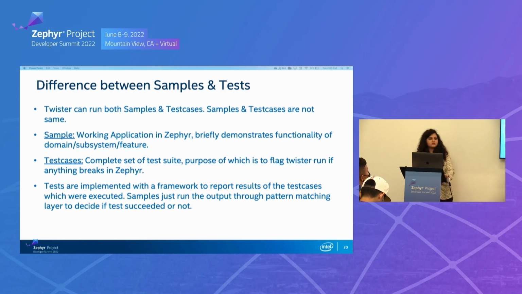So we know that test cases are implemented with a framework to report out the results, where you can find the results in the Twister root directory. But samples just run the output through a pattern matching layer, like a regex or something, to identify whether that sample failed or passed. And this is very important for the maintainers, because samples and test cases cannot be confused with each other.